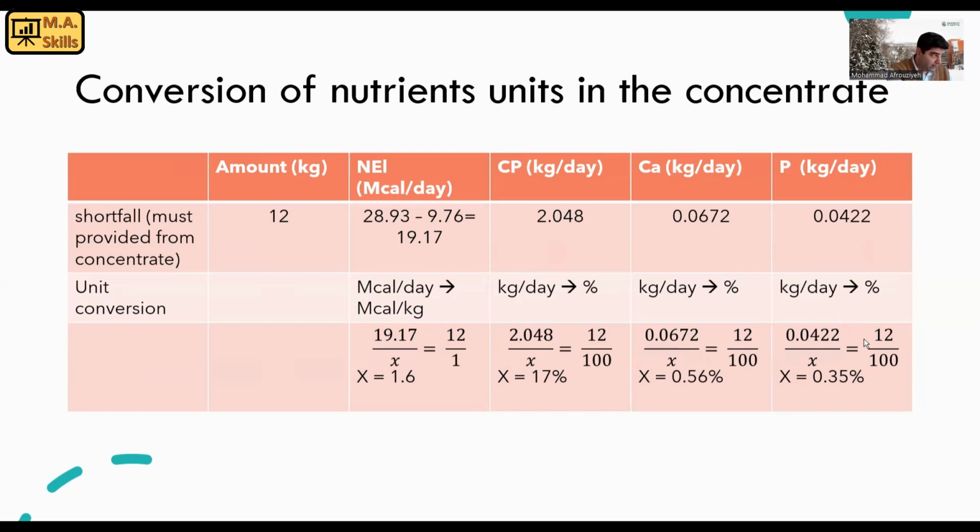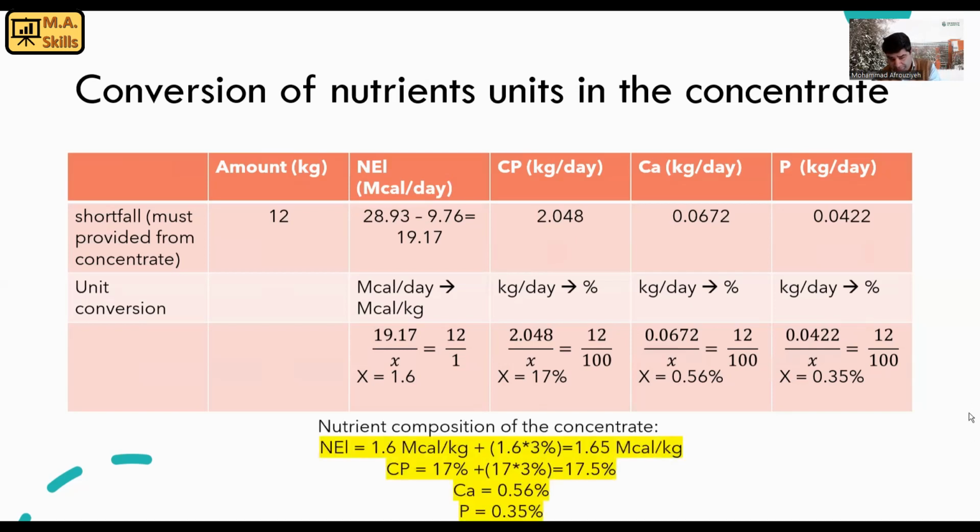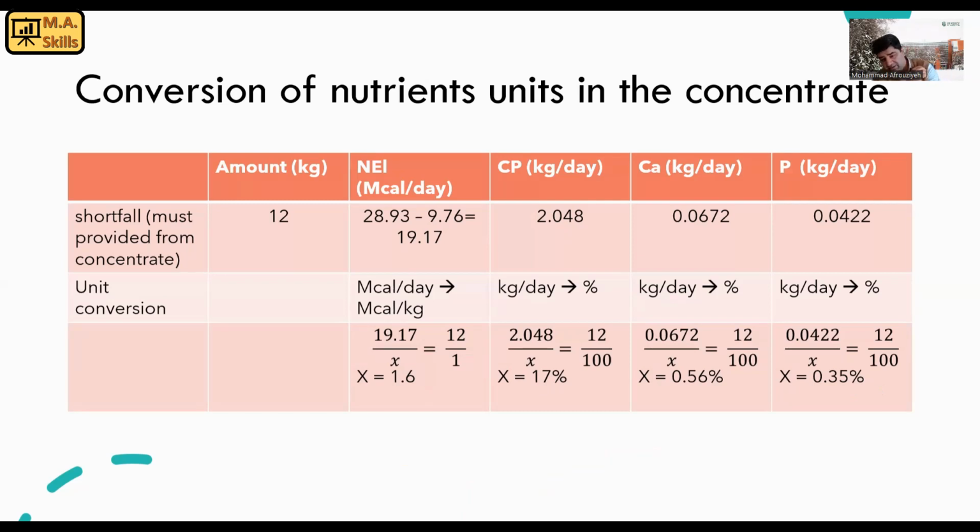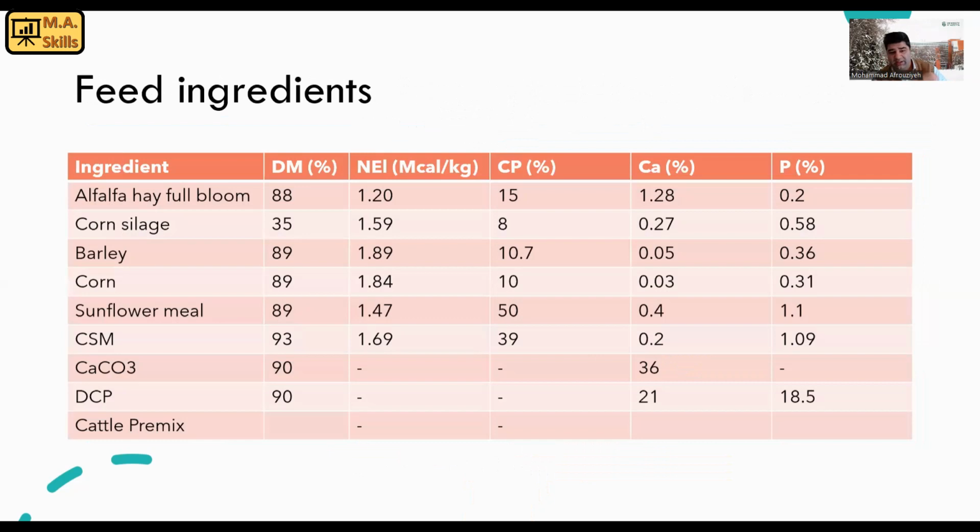So now, by converting the units, I know I'm going to balance a concentrate with 1.6 megacalorie per kilo energy, 17% protein, 0.56% calcium, and 0.35% phosphorus.